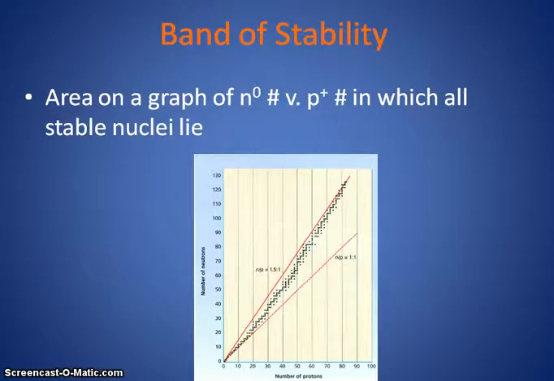And then the band of stability looks like this. You're plotting what's called the N/Z ratio. These are the N values, your number of neutrons, and then across here are the number of protons, and this is your Z value. Anything below this is going to be 1, and anything above this is 1.5. So the band of stability refers to the area on this graph of the neutron and proton numbers where the stable nuclei are going to lie.